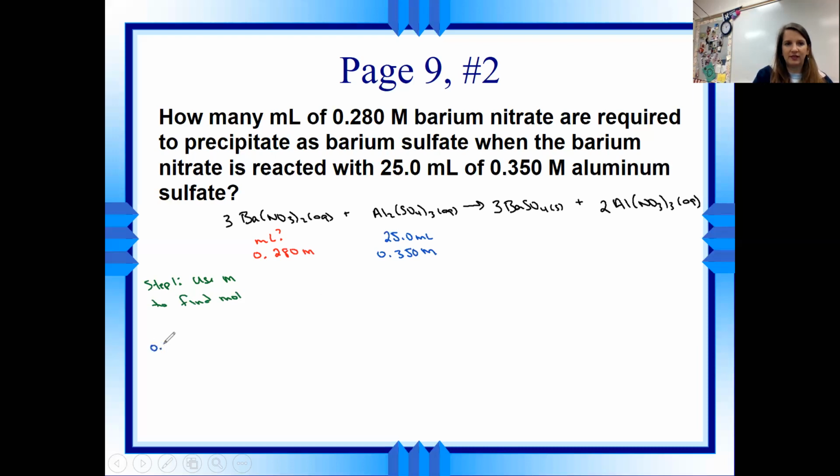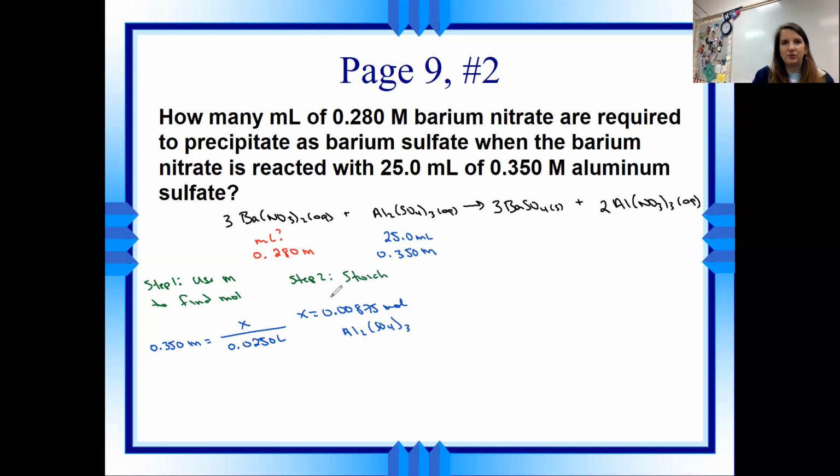So I have 0.350 molar. I've got my 0.025 liters down here at the bottom, and then my X. So 0.350 times 0.025. So that tells me that my X is equal to 0.00875 moles of aluminum sulfate. Now that I have moles, that means that I can do some stoichiometry. So I'm going to do some stoich.